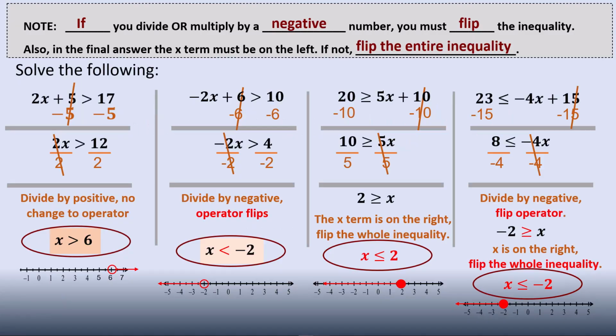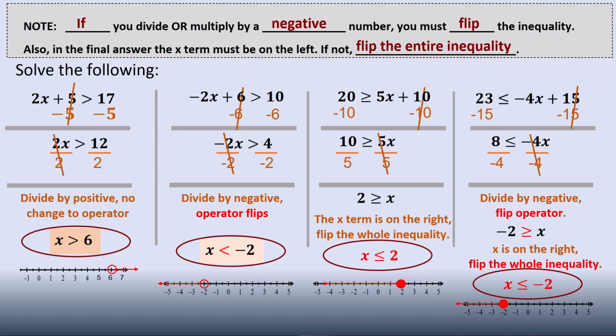Reviewing one of the slides we examined in the previous lesson on inequalities, we remember that dividing by a negative value, as you can see in the second and fourth examples, requires that you flip the operator for the final result. In the second example, dividing by -2 flips the operator from greater than to less than in the final answer. In the fourth example, dividing by -4 flips the operator from less than or equal to becoming greater than or equal to.